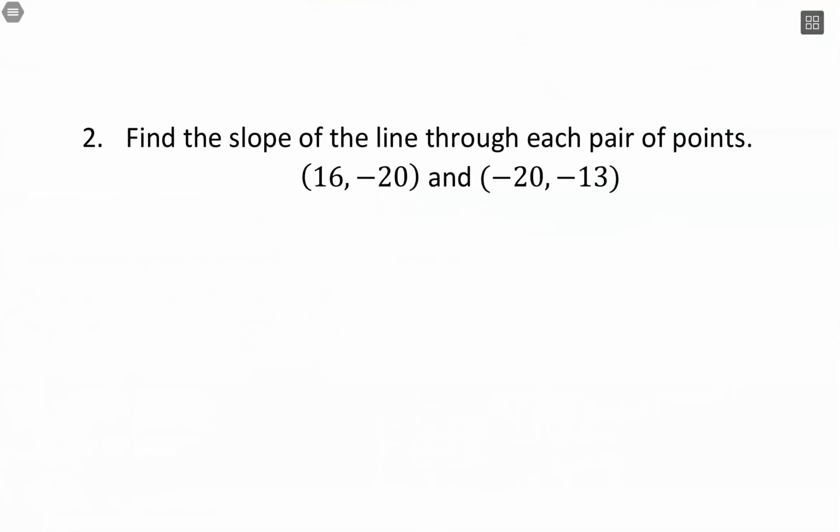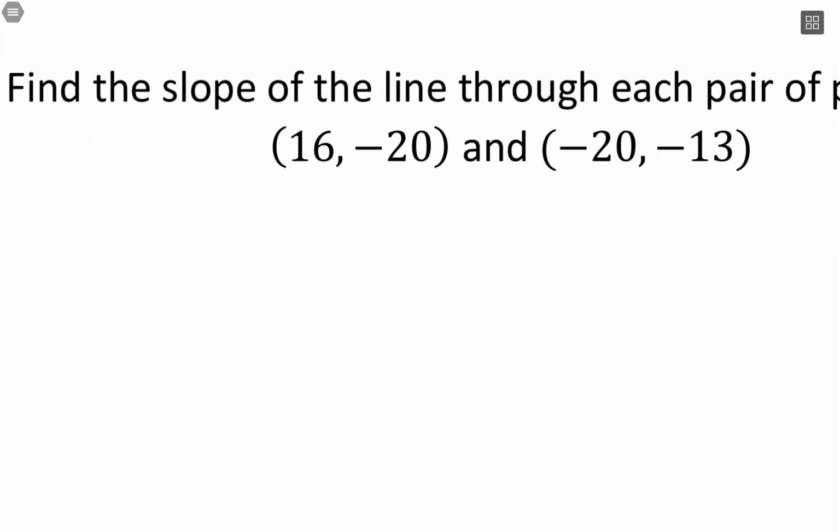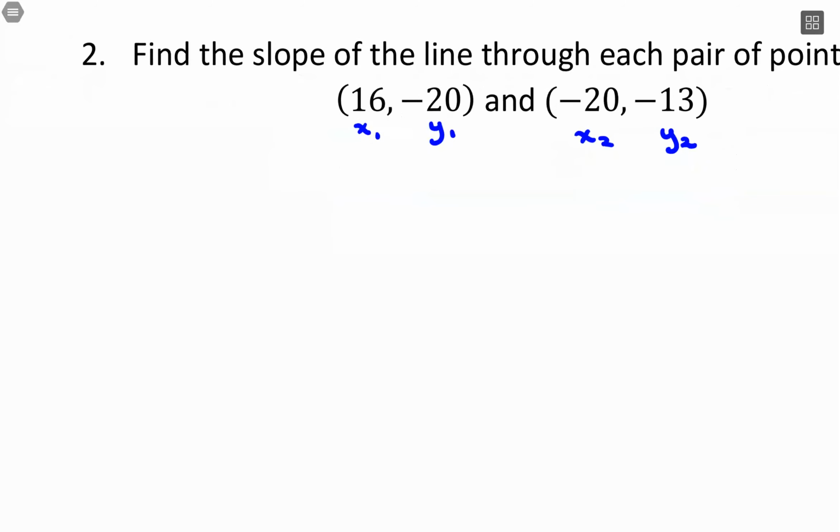So let's talk about having two coordinates and calculating slope. When you have two coordinates, you just want to figure out which is x1, y1, which is x2, y2. It doesn't matter. You can go in any order. So I'm just going to call this first one x1, y1, and this will be x2, y2. If you switch it, once you simplify, you'd get the same exact number as I get right here.